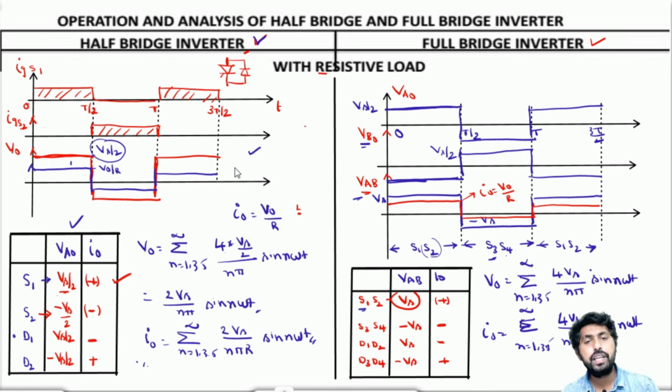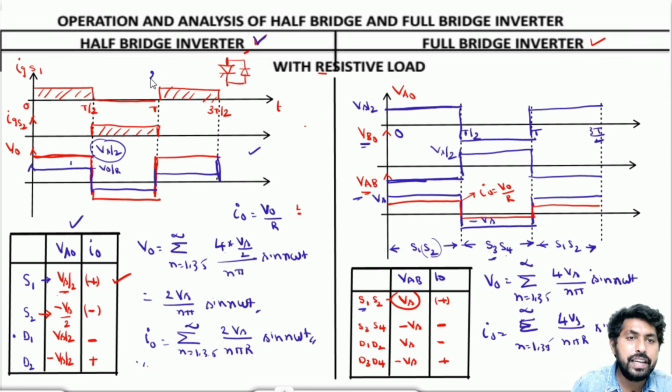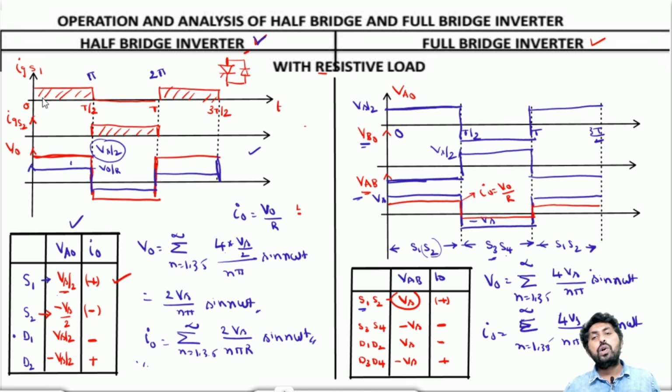If you observe here, the conduction angle will be limited to 0 to pi. So this instant is t equal to 2 pi and this instant will be pi. Now let us find the different parameters from these waveforms as well as the V naught and I naught waveforms.